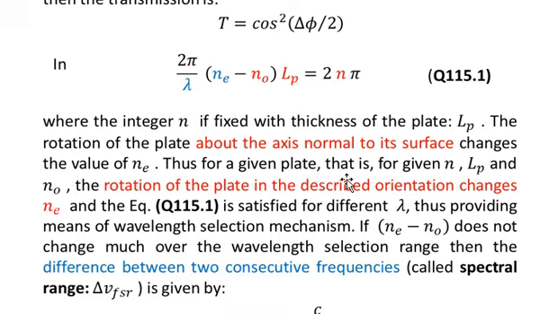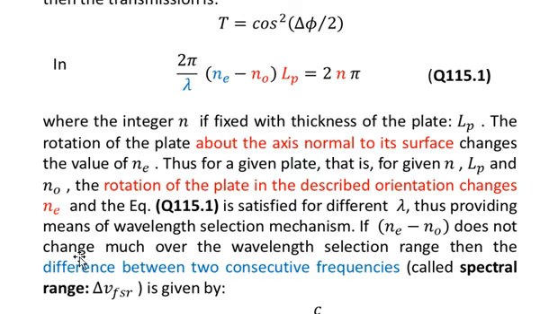Thus, for a given plate, that is for a given N, Lp and N naught. If you have a plate, it means that you could choose N. You know that N will be set automatically, but it has to be an integer value to be satisfied. Lp is the width of the plate, which is fixed, and N naught is also fixed by the plate. The rotation of the plate in the desired orientation changes Ne, and equation number 1 is satisfied by different lambda, thus providing a wavelength selection mechanism.